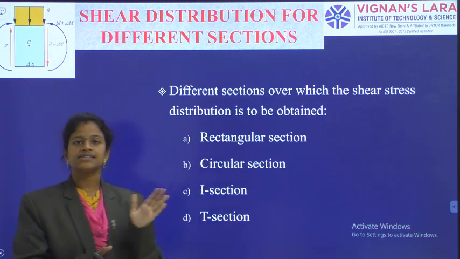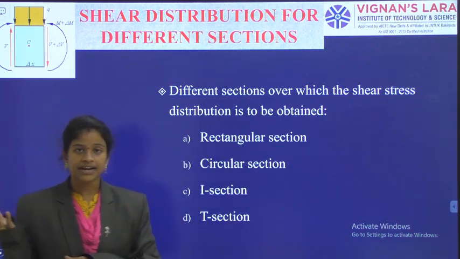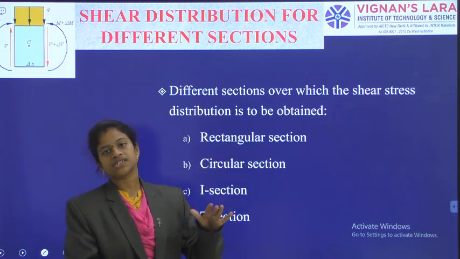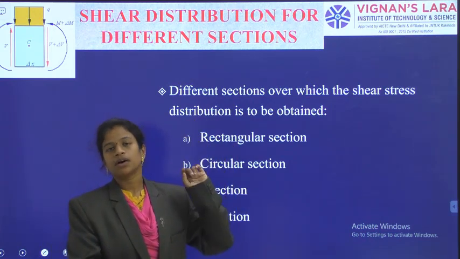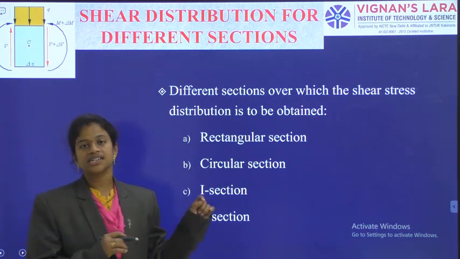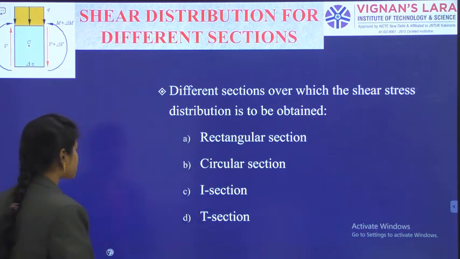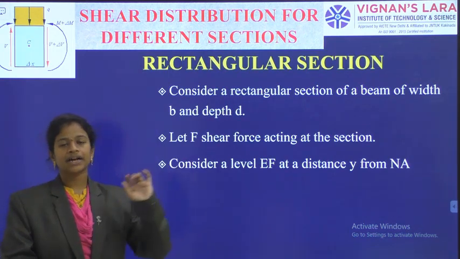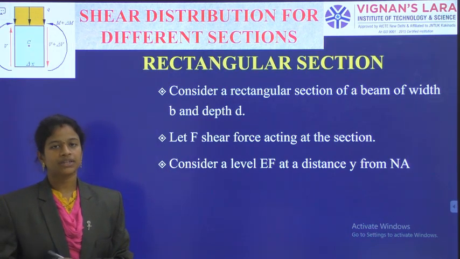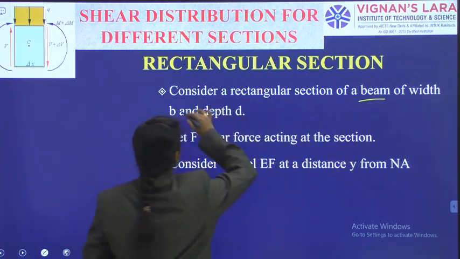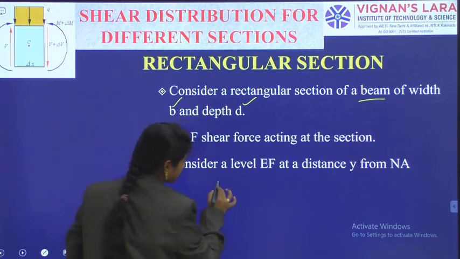So considering these different sections, how we have calculated our section modulus, like that here also I am taking different beam sections, and along the depth of the beam, what is the shape of the stress distribution diagram for the shear stress. Okay, firstly, our first example is rectangular beam. So for that I am considering a rectangular beam with width B and depth D. So I am considering a rectangular section of a beam with B width and D depth.